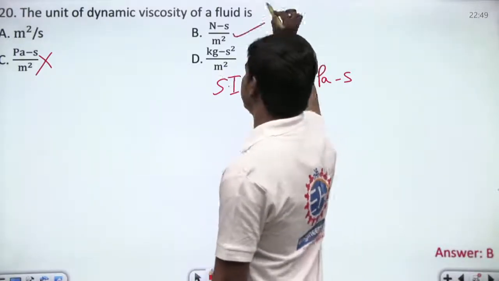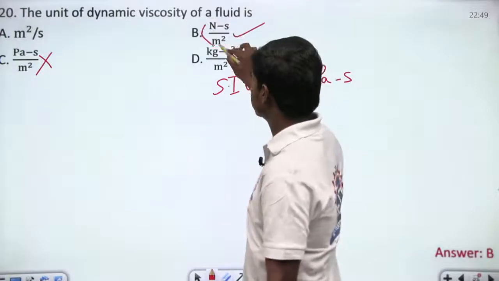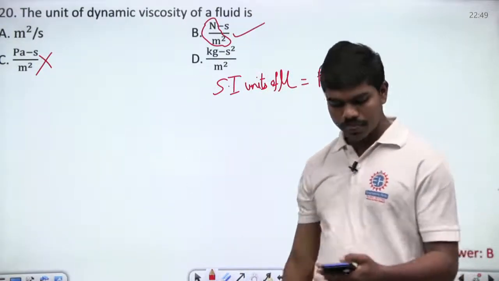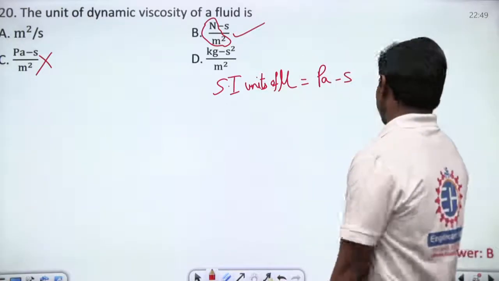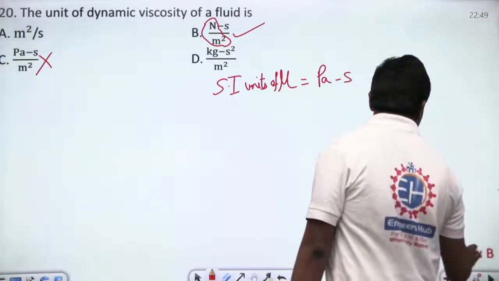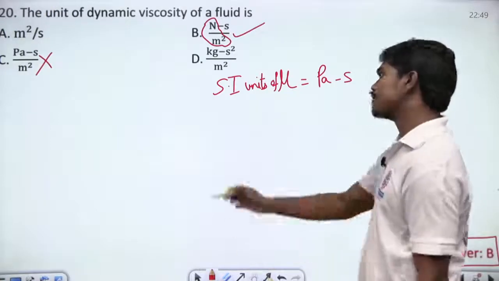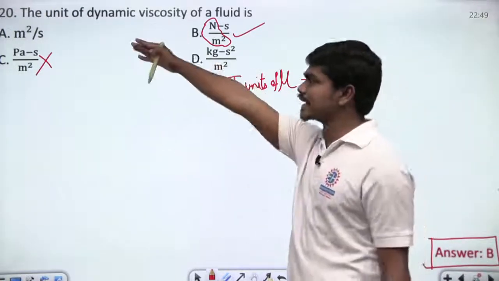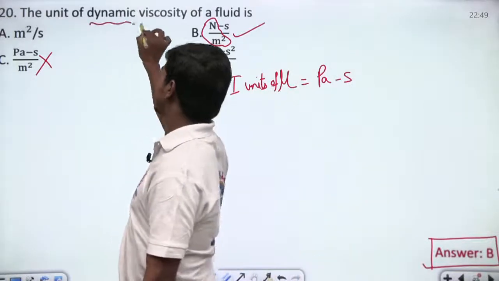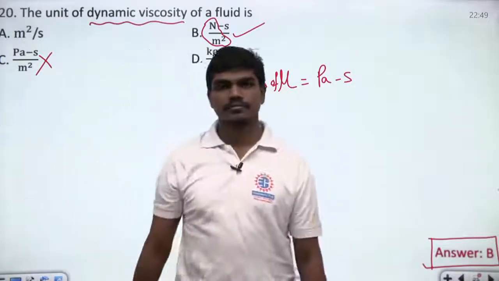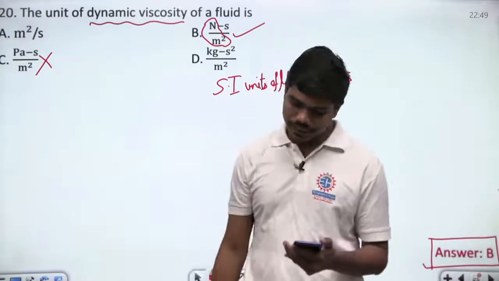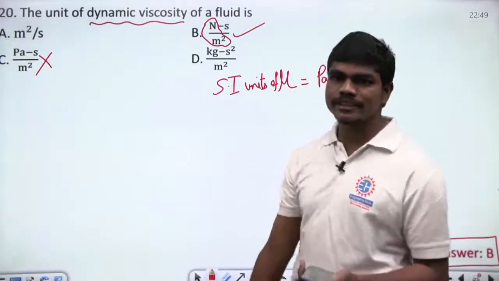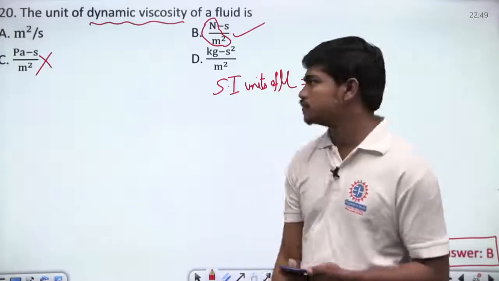Then this is definitely Pascal second, correct? Because this Newton per meter square is nothing but Pascals and this is Pascal second. So what's the answer? B. B is the correct answer. And of course, this will be wrong because kg per meter second is the correct unit. And meter square per second is the unit of kinematic viscosity, but it's clearly given this should be dynamic viscosity. So B is the correct answer, Newton second per meter square. All these are previous GATE questions, but of course simple questions. Okay?